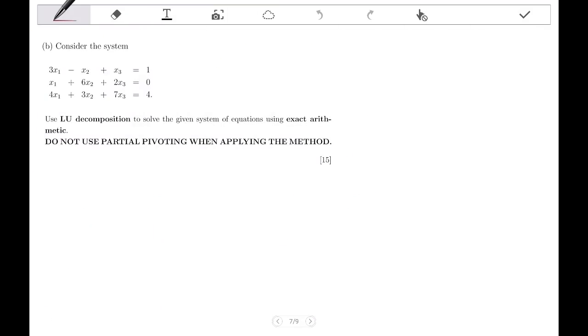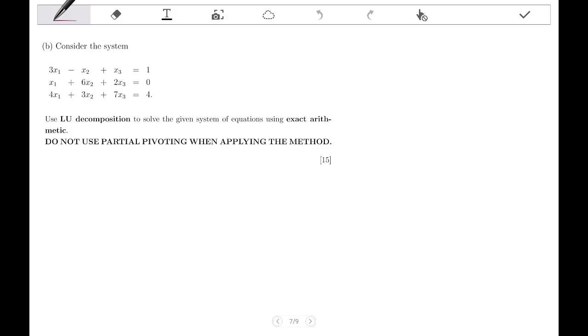So we have this one now. Consider the system 3x1 minus x2 plus x3 is equal to 1. x1 plus 6x2 plus 2x3 is equal to 0. 4x1 plus 3x2 plus 7x3 is equal to 4. Use the LU decomposition to solve the given system of equations using Excel arithmetic. Do not use partial pivoting when applying the method.